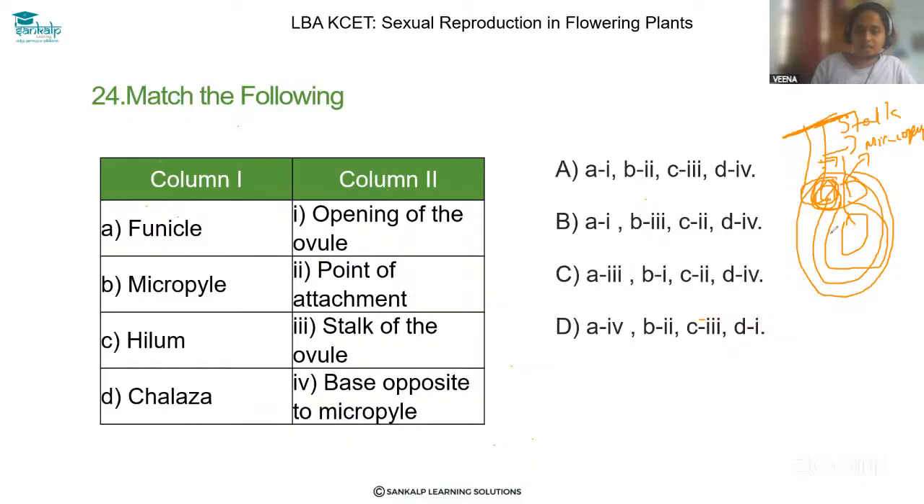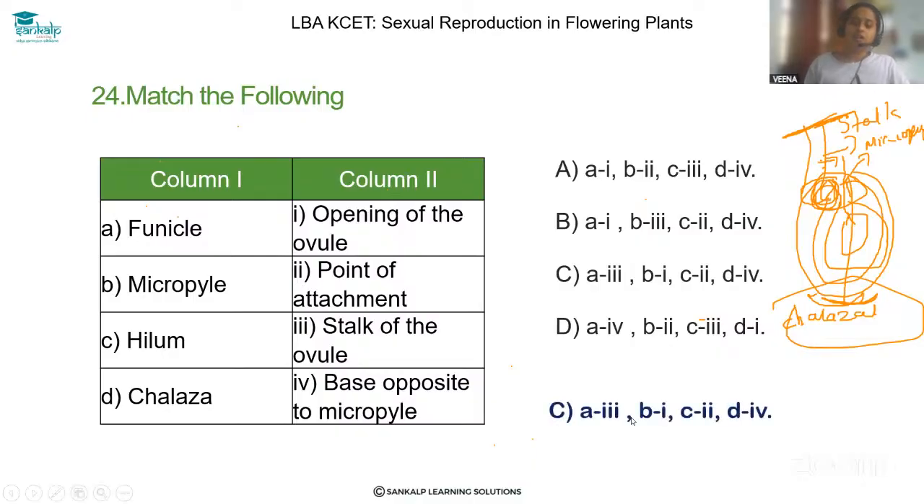And then D, chalaza. As you know, the basal part of the anatropous ovule or embryo sac is called the chalazal region. So here the correct answer is fourth only, base opposite to the micropyle. So here it is located exactly opposite to the micropyle, chalaza. Okay, so the correct final answer is here answer C, A3, B1, C2 and D4.